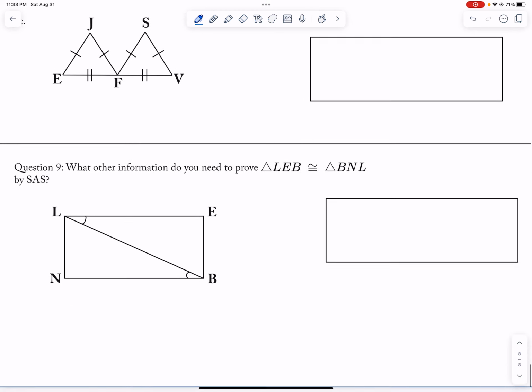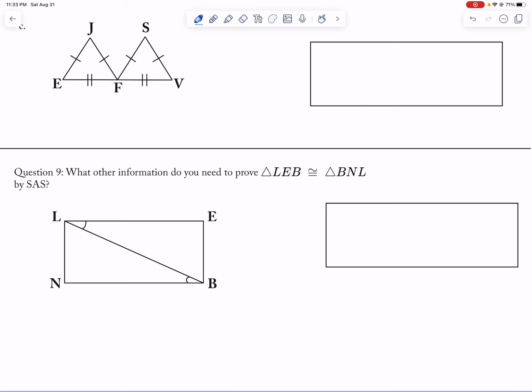All right, so then 9, what other information do you need to prove side angle side? So I would need that here, LE is congruent to BN, because I would already have L and B by reflexive property. So LE is congruent to BN would be the other information that I would need. And that is it for the odd numbered questions.